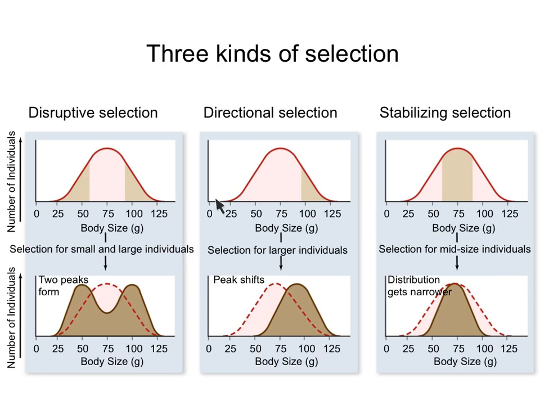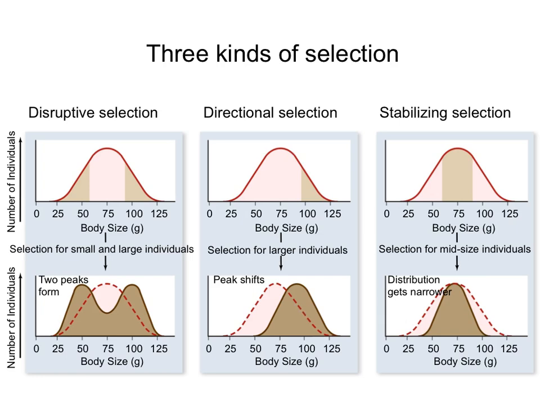On the other hand, directional selection: you start with a bell curve population and you shift that population in one direction, so that the mean, which used to be around 75, now is located at around 100. So you've pushed that population in one direction.